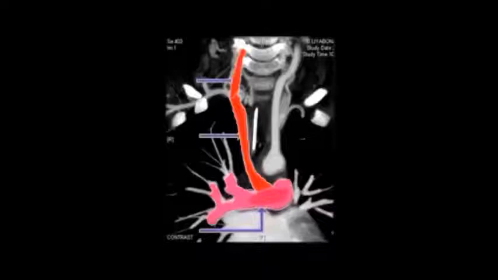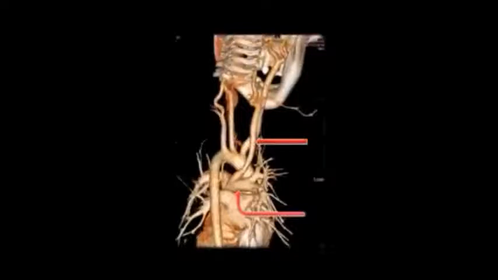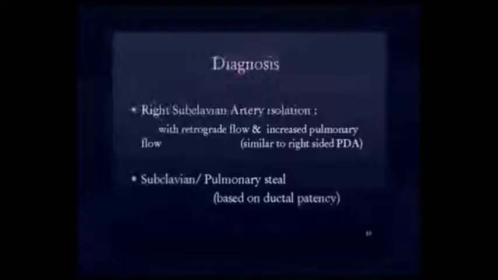And as I said earlier, retrograde flow could be demonstrated from the right vertebral artery going down into the subclavian and then into the pulmonary artery. Now, the image on the right is a 3D reconstruction which shows the isolated subclavian artery there connected to the right pulmonary artery. So our working diagnosis for this patient was a right subclavian artery isolation with a pulmonary steal.